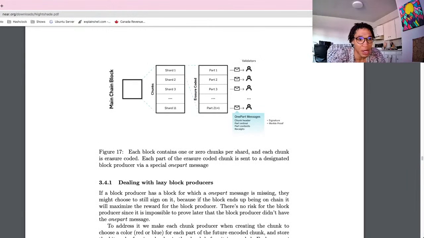So you have the main chain block, you have the chunks, everything's erasure coded, so you can try to make sure everything's verified. Figure 17: each block contains 1 or 0 chunks per shard, and each chunk is erasure coded. Each part of the erasure coded chunk is sent to a designated block producer via a special one part message.